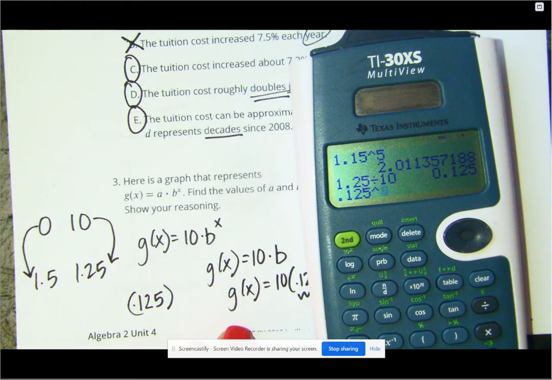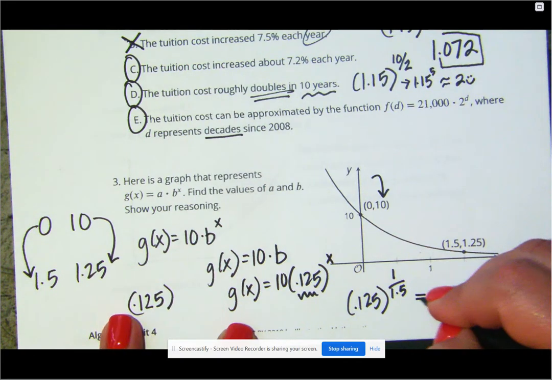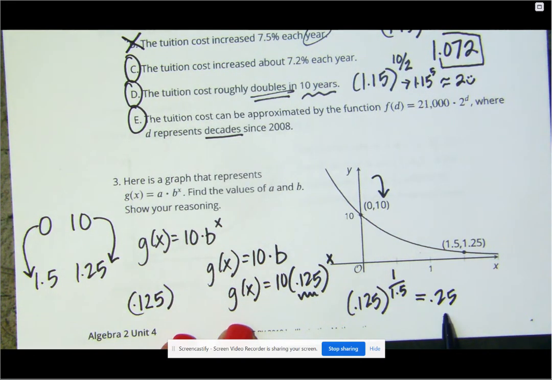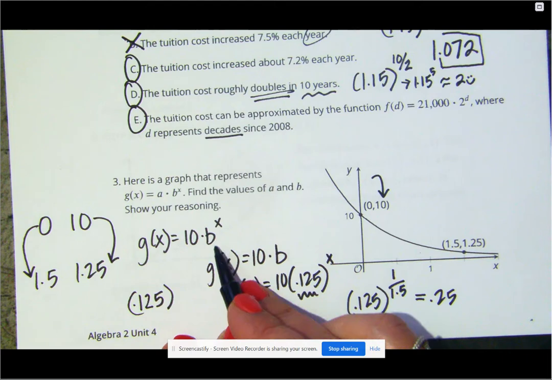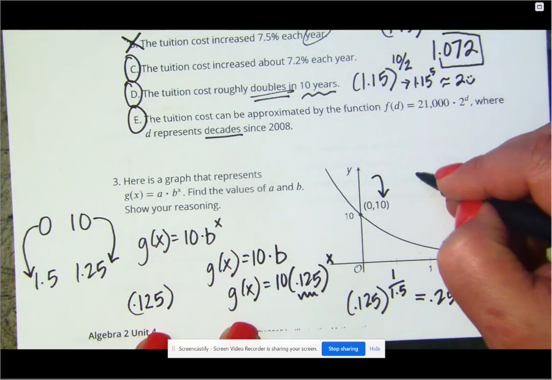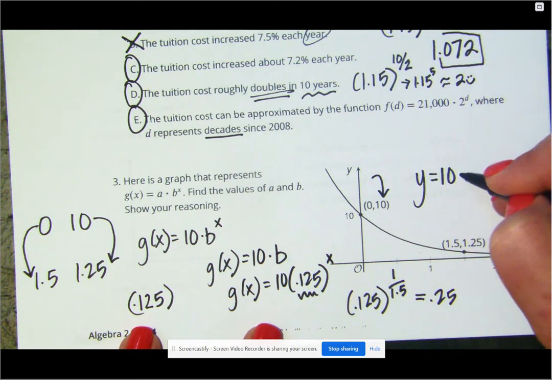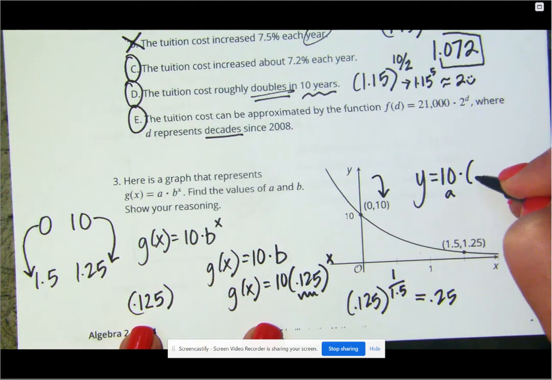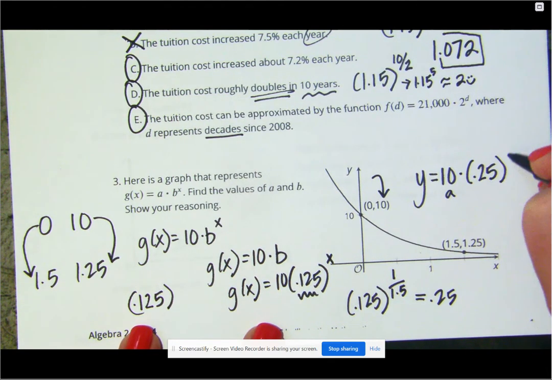0.125 to the 1 divided by 1.5 is 0.25. So that's the decay rate. That's what I want for B. So my final answer is y equals 10, that's A, times 0.25 to the x.